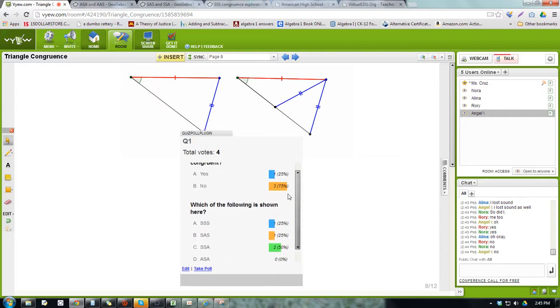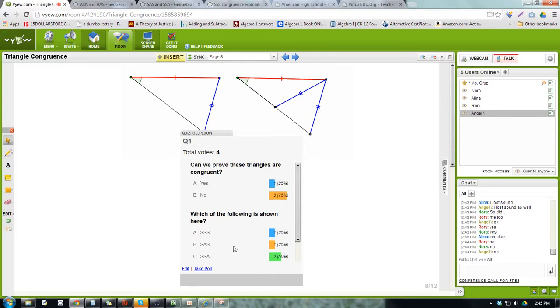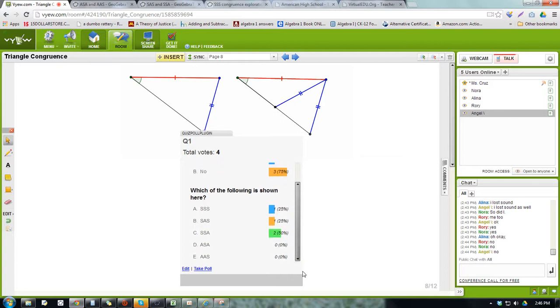Okay, so we got one person with a yes, three people with a no, and then we got one for SSS, one for SAS, and one for SSA. Now I will tell you all that this is actually not the picture that was supposed to be here, so I'm not sure what I did, but I'm sorry about that. The correct answer is actually no. They cannot be proven congruent because we have SSA. And SSA does not prove congruence. It's actually the only one that doesn't prove it from the things we went over today. So write that down in your notes: SSA is the only one that doesn't prove congruence. The rest of them do.